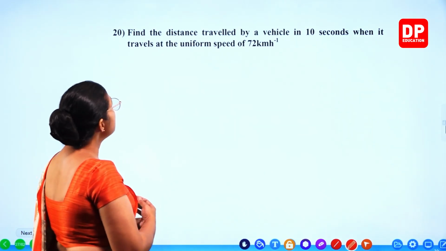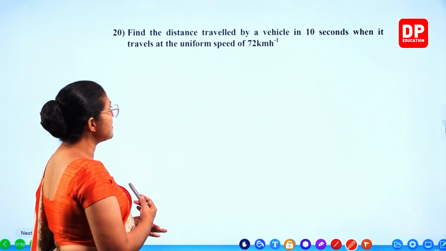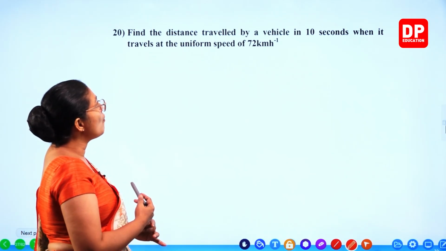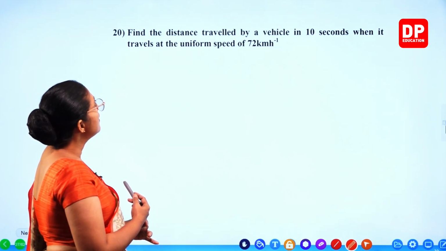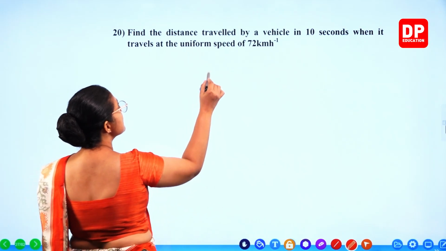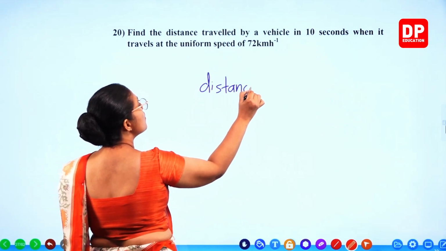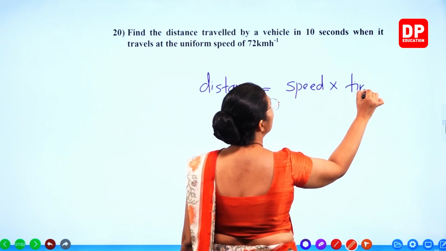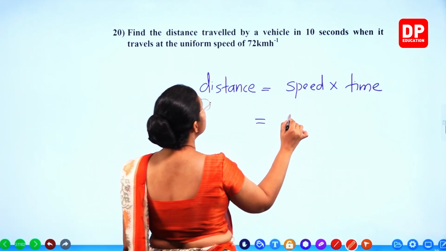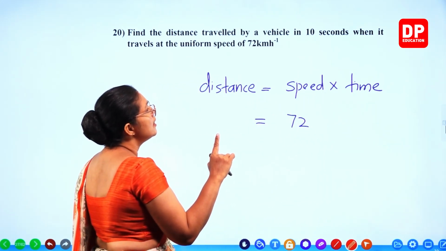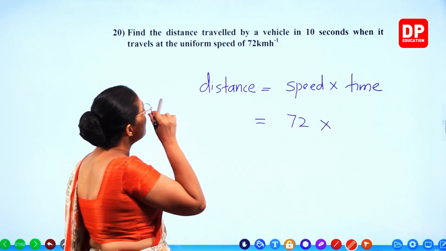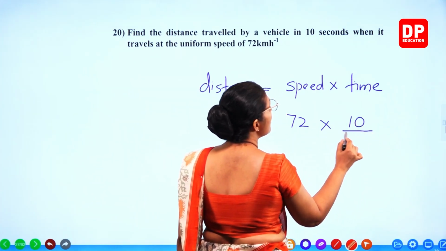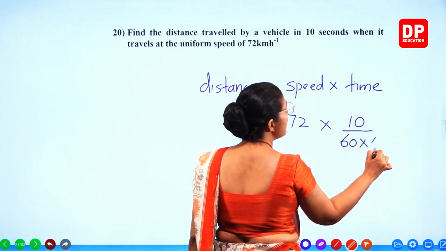Question number 20. Find the distance traveled by a vehicle in 10 seconds when it travels at the uniform speed of 72 kilometers per hour. Speed is given and the time, so you have to find the distance. So what is the equation? Distance equals speed times time. Speed is given, 72 kilometers per hour. So you have to convert time, that's seconds, to hours. So 10 seconds, how do you convert to hours? You have to divide by 60 and another 60.